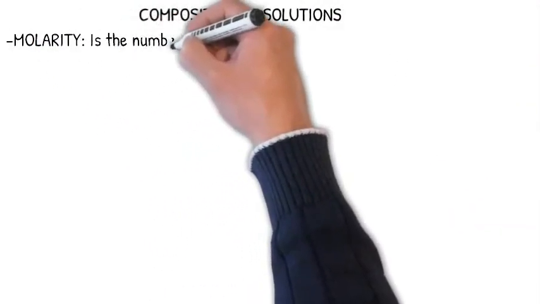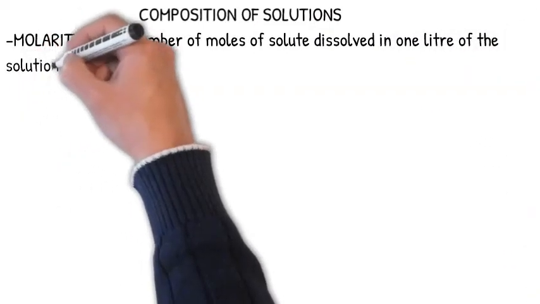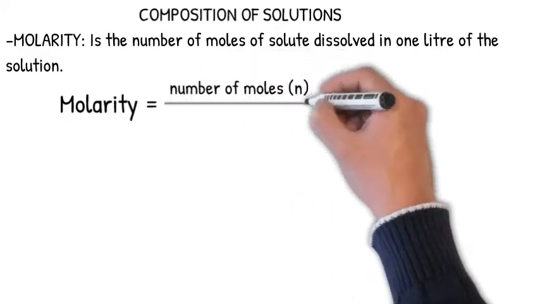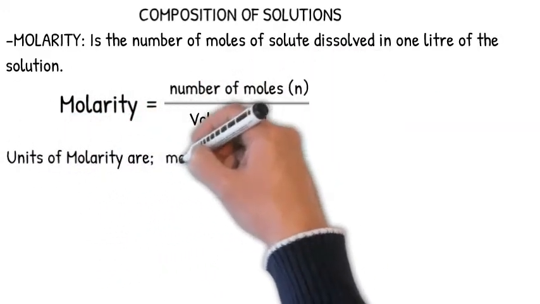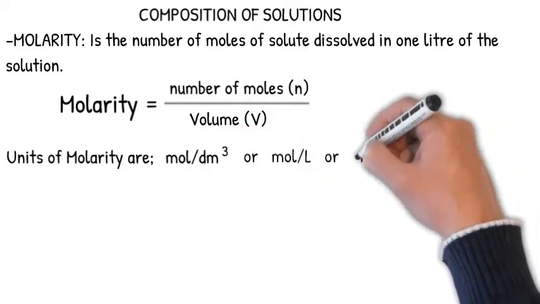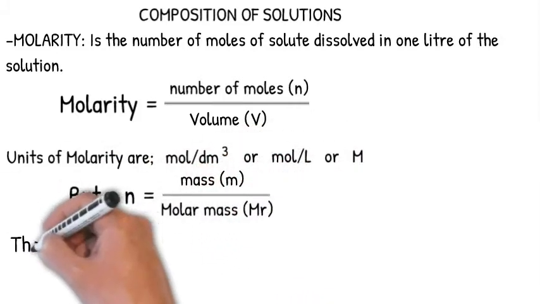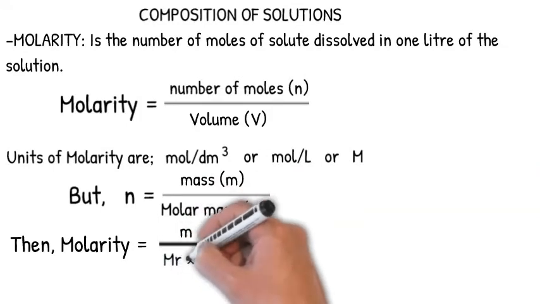Composition of solutions. Molarity is the number of moles of solute dissolved in 1 liter of the solution. Molarity equals number of moles divided by volume. Units of molarity are mole per meter cubed, or mole per liter, or molar. But number of moles equals mass over molar mass. Then molarity equals mass divided by molar mass times volume.